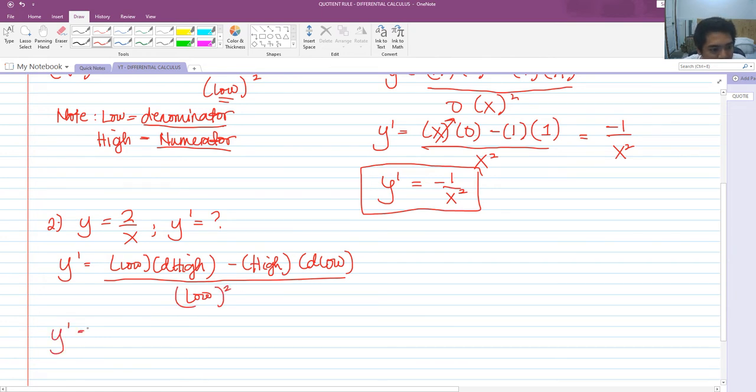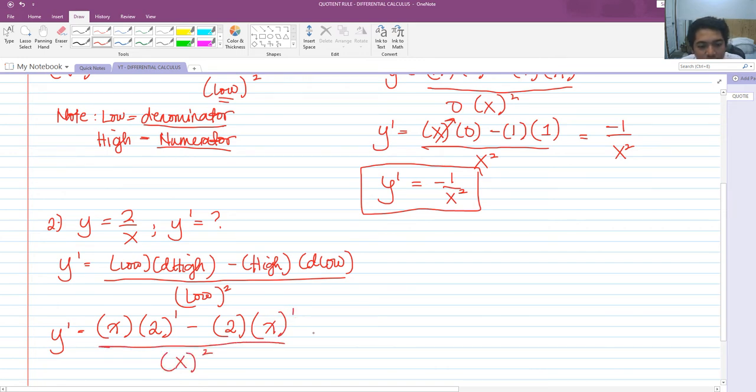So we have y prime, we have the low, which is x, the denominator, and then the derivative of high, 2 prime, minus we have high, 2, that's the numerator, multiplied by the derivative of the low, which is x prime, all over x squared. Okay, we have to square whatever is the denominator. So getting the derivative, we have x times the derivative of 2 is 0, minus we have 2 times the derivative of x is 1 with respect to x, all over x squared.